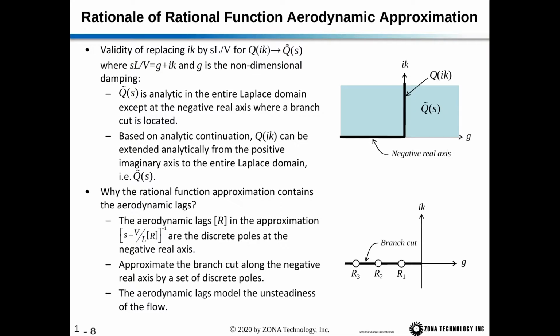And why does the rational function approximation contain the aerodynamic lags? The aerodynamic lags, in this approximation, are the discrete poles at the negative real axis, and this approximates the branch cut along the negative real axis by a set of discrete poles. And the aerodynamic lags model the unsteadiness of the flow.